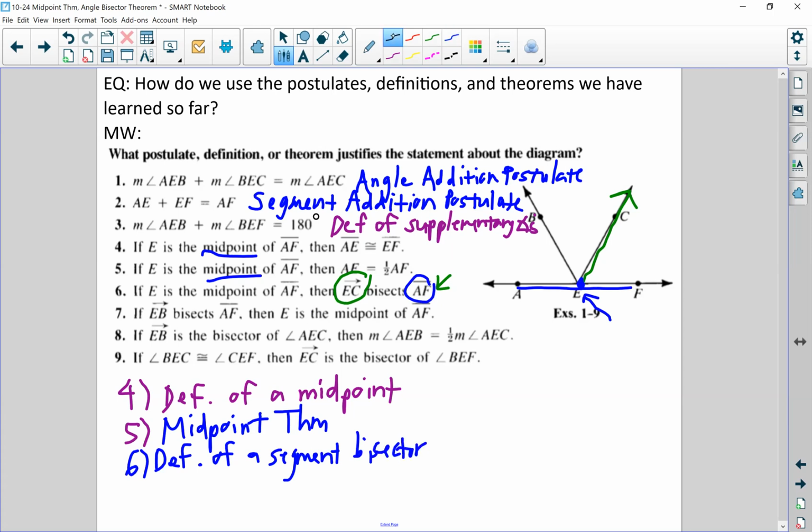And let's continue. All right, so we're doing pretty good so far. Number 7 is if segment EB bisects AF. So again, we're using a segment here. Let's actually clear the diagram so we can see what's happening. Okay, so EB will do in red and draw it on the figure.